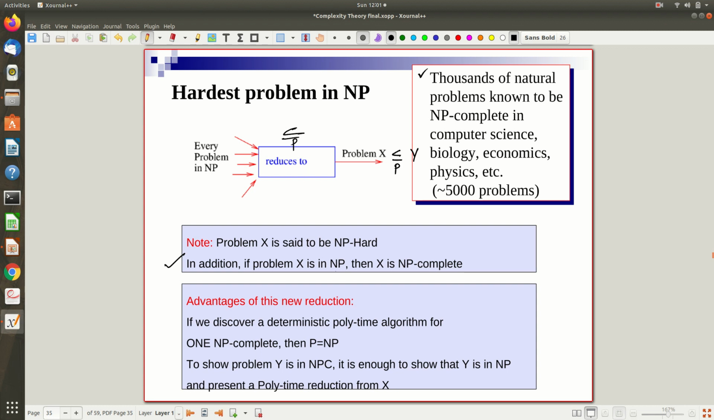This is what I am trying to say. Already from all problems I have a polynomial reduction to x, and from x I have a polynomial reduction to y. That says that polynomial to polynomial, from all problems I can reach y. So this is the concept.